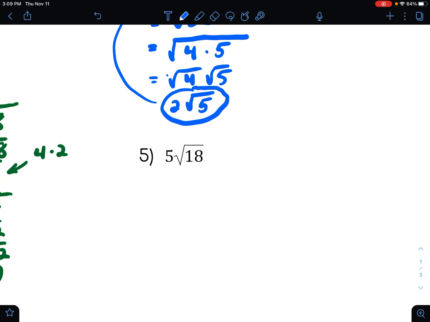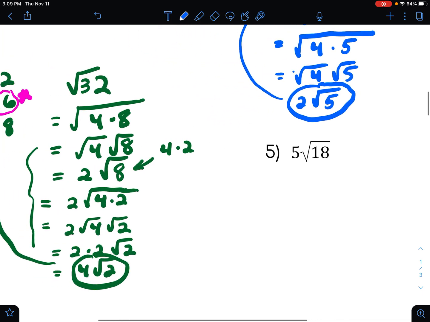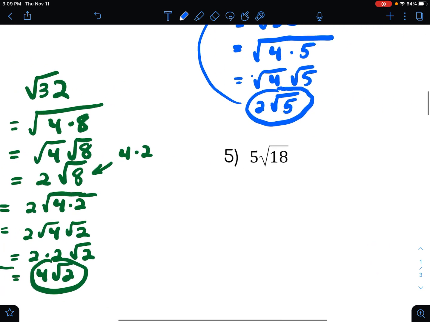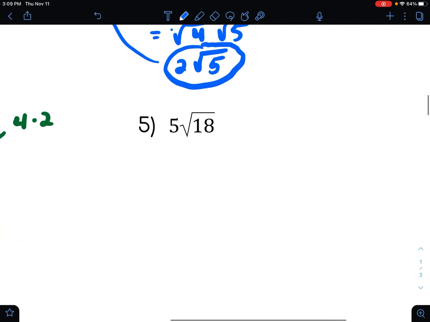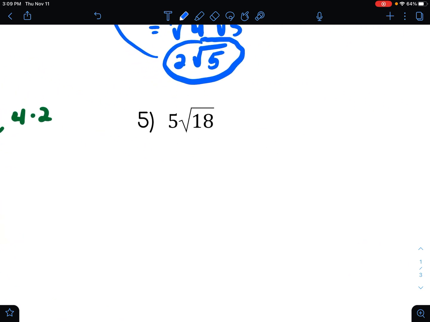All right, what if we have something like number 5? We kind of alluded to what's going to happen to number 5 back over here in number 3 with the square root of 32 problem. But you have that number out in front of the square root, and that's fine. So that number is going to stick around, so we'll still have that 5. But then we're going to think about, okay, what are any perfect square factors of 18? And hopefully you're saying yes, 9 is a perfect square factor of 18. 9 times 2 would be 18.